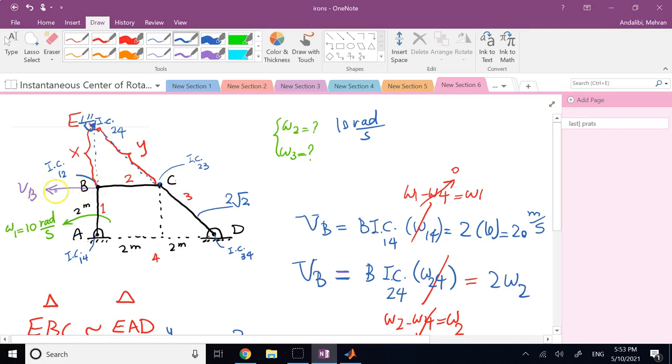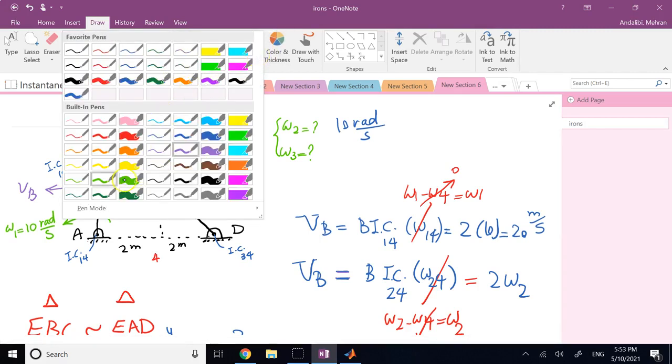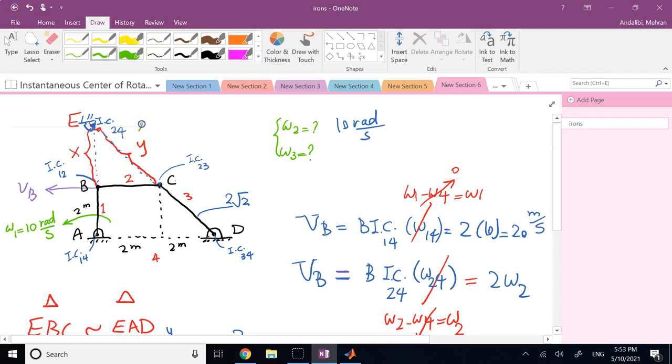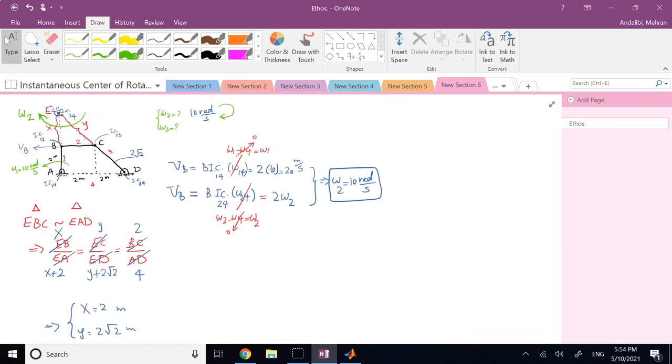So the only option for that to happen is omega of 2 should be what? Definitely it should be clockwise for V of B to be to the left. So clearly this is what? This is clockwise. Okay, so I found omega 2 and I found the direction of it.